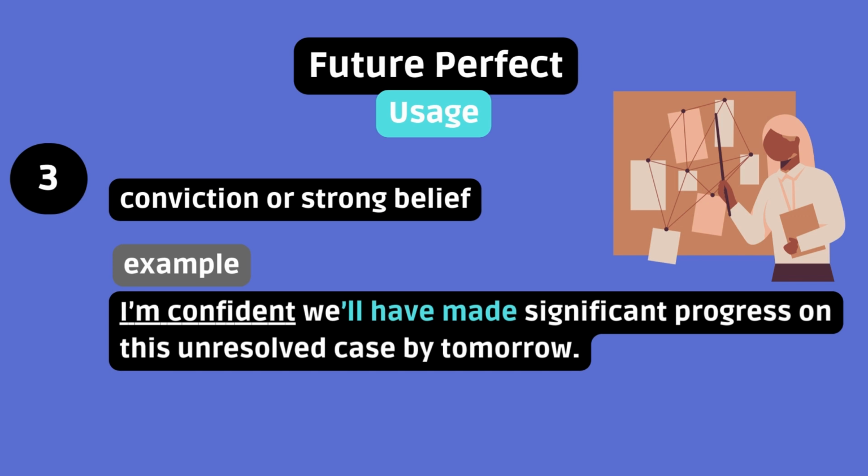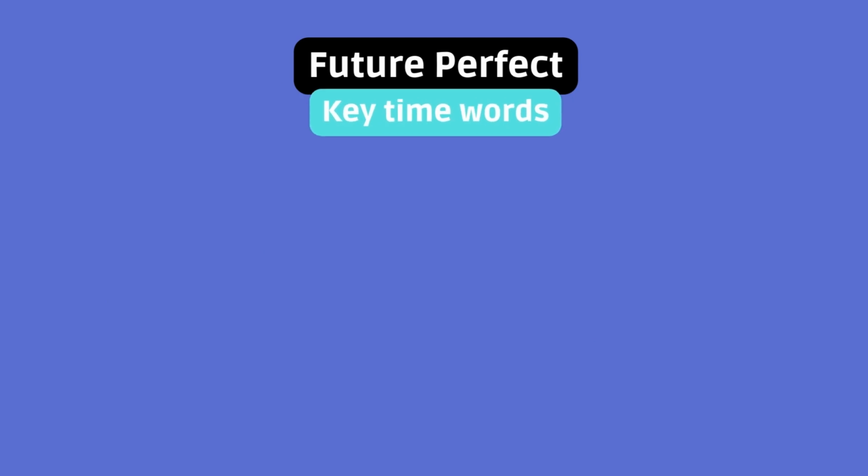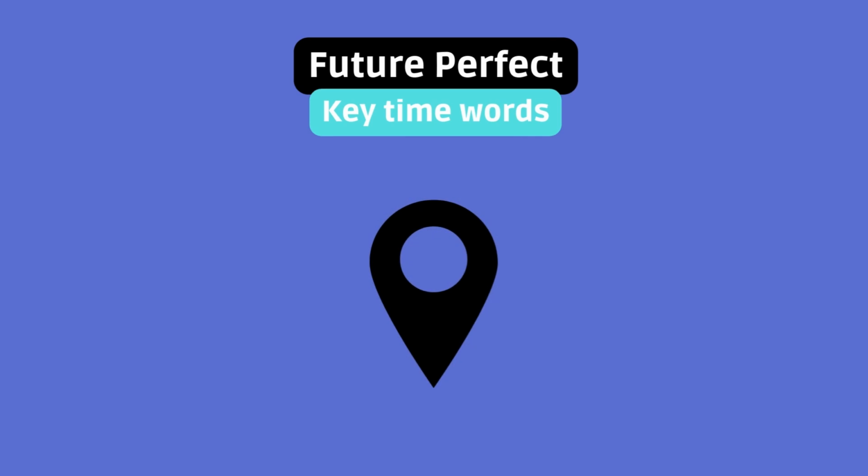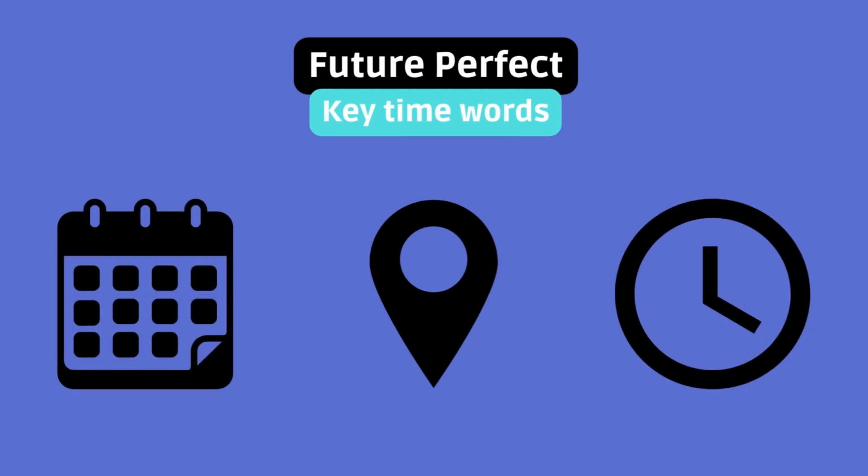Lots of work ahead. Key time words. Good news. The future perfect needs a time marker of some sort. And these time words are simply indicating that the action is taking place in the future. Without mentioning a certain moment in time, the future perfect loses its use. You normally don't find it alone and naked in the wild, meaning it will have a time word with it in a sentence.